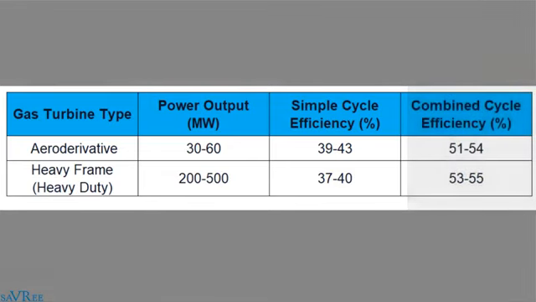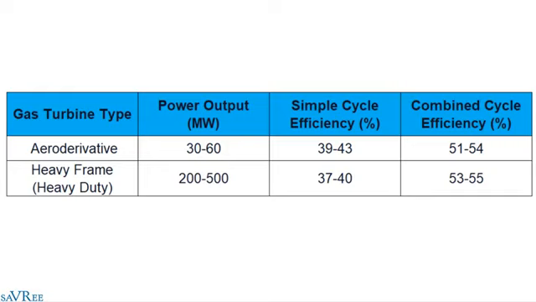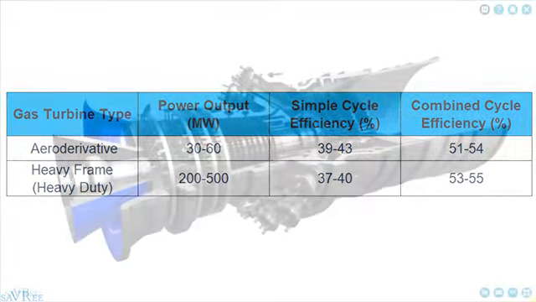If we were to combine those types of turbines with steam turbines, and we get what's called a combined cycle power plant, then the efficiency increases, as you can see, to over 50% for both types of turbine. That's a significant increase. Let's now take a look at a real gas turbine and all of its components, and then we'll take a look at a combined cycle power plant.